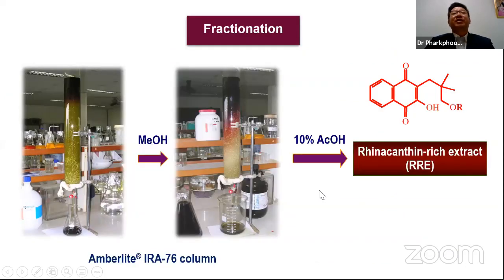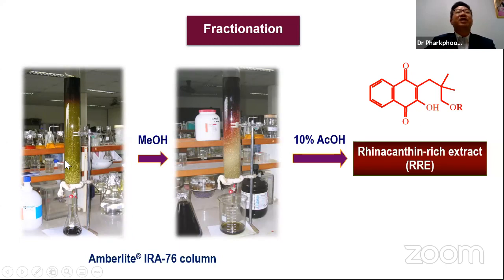For the second step, we use fractionation. As I told you, about 33% is not enough for us. We need to make it a higher content of the active compound. So the next step, we use an Amberlite IRA 76 column. This is an anion exchange resin. From the structure, you will see that the naphthoquinone compound is an anion. So it produces an anion here.